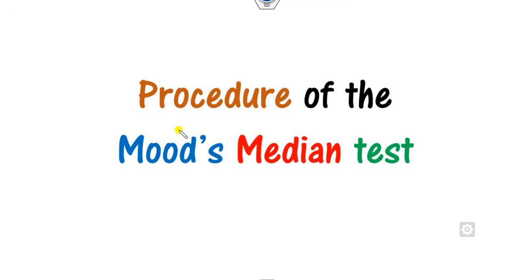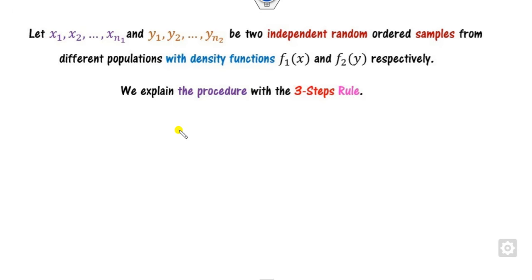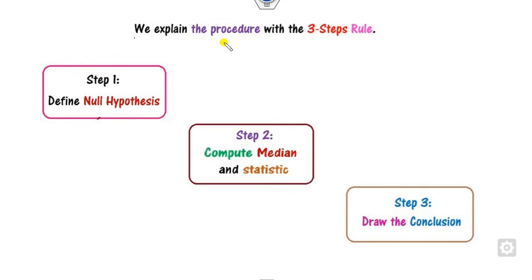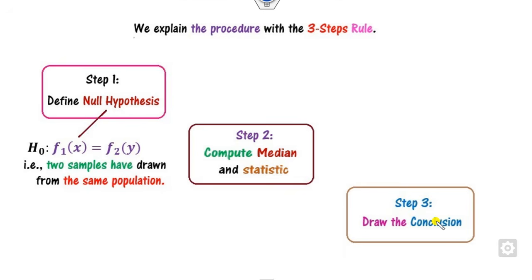How can you solve problems with this median test? We will apply the three-step approach. What is the approach? Consider two different samples, x1 and x2, which consist of n1 and n2 elements. Then we define these three steps. Step 1: we define the null hypothesis. Then we compute the median and the statistics, and finally draw the conclusion. What is the null hypothesis? That the two samples come from the same population, with f1 and f2 as their distributions.